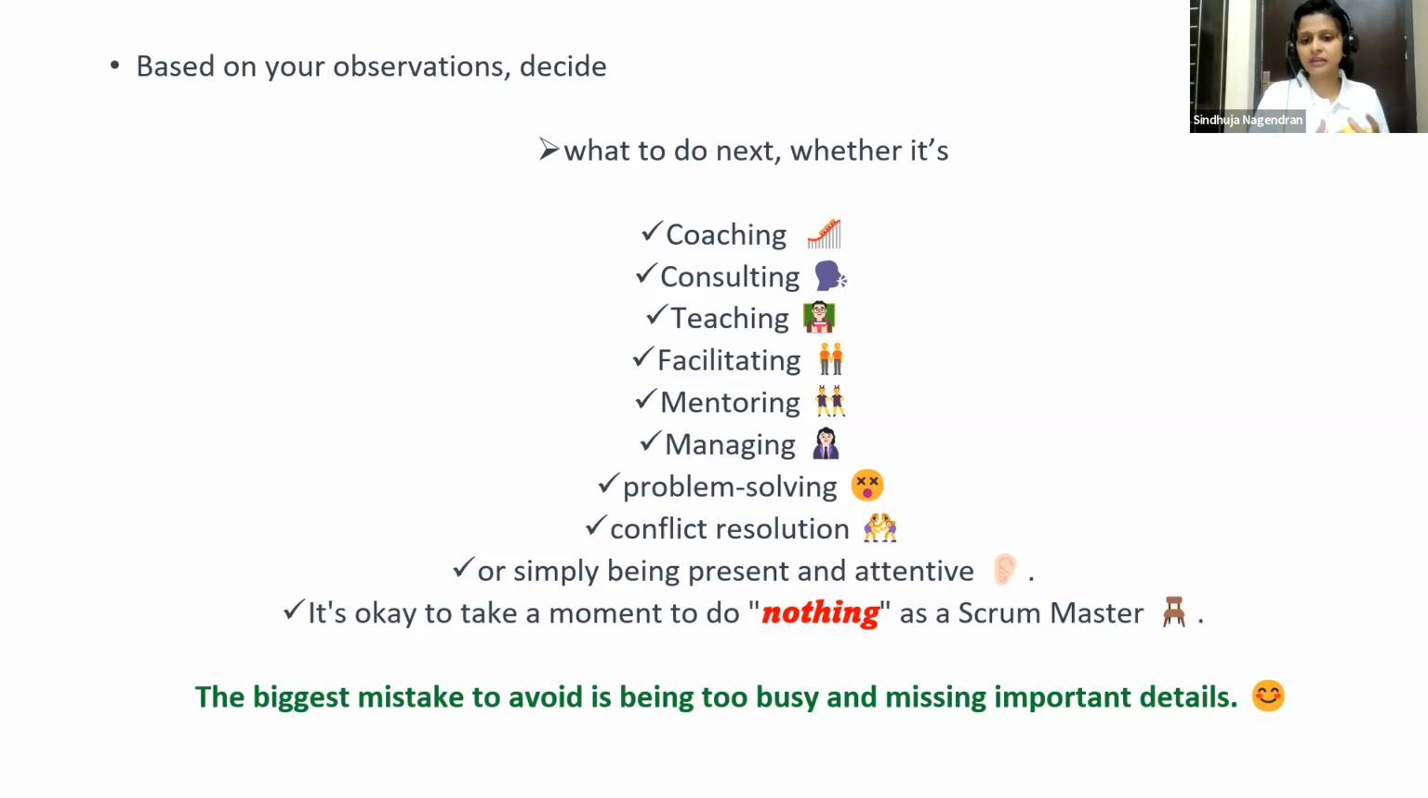more energy when you are not having more meetings. So that space will help us to understand our team members and the individuals a lot. So give that space to yourself. The biggest mistake to avoid is being too busy and missing important details. Missing important details is another big impediment or blocker for our team from our side. So don't do that at all. Try to keep your calendar a little bit free.